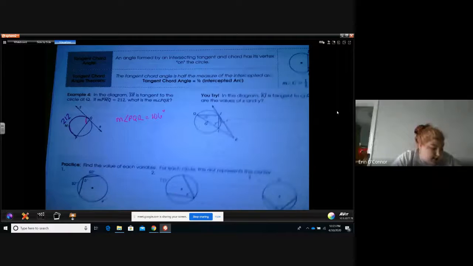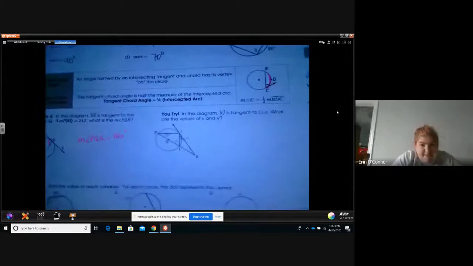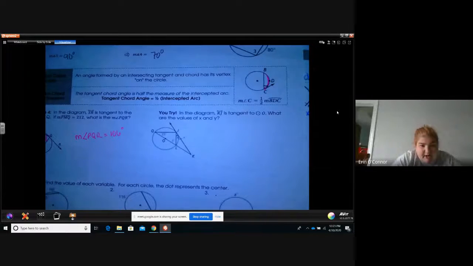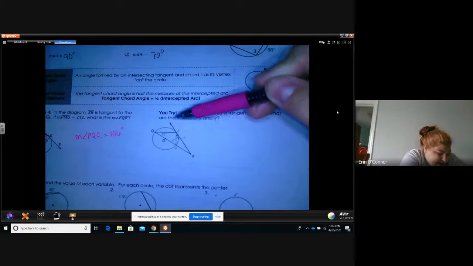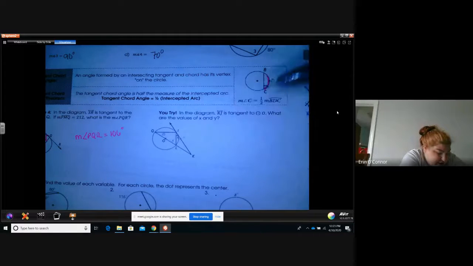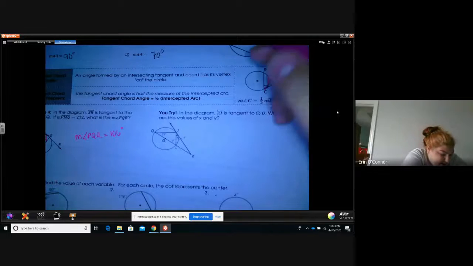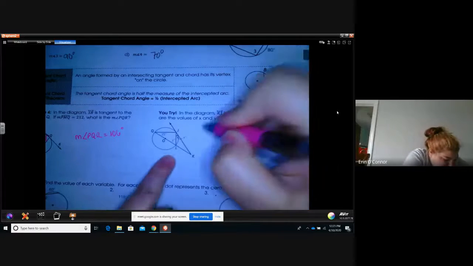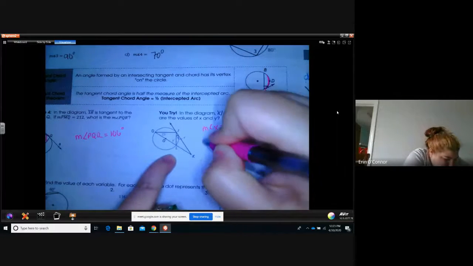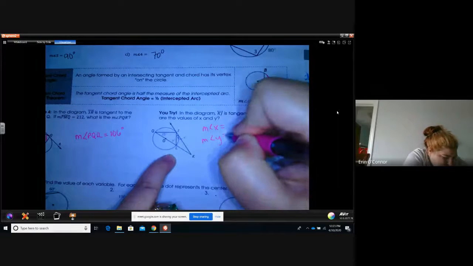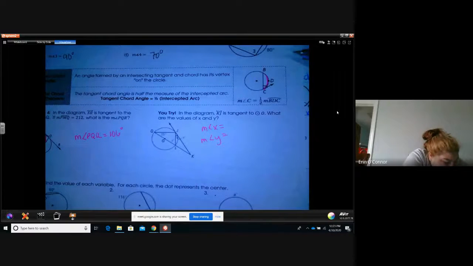All right. Now you try the next one. So pause the video and you try. Now it's a little bit more difficult. So in the diagram, line KJ is tangent to circle O. What are the values of X and Y? They're both angles. So the measure of angle X we need to find and the measure of angle Y we need to find.